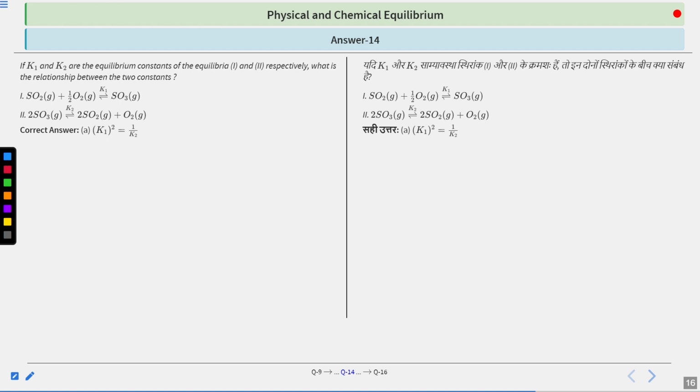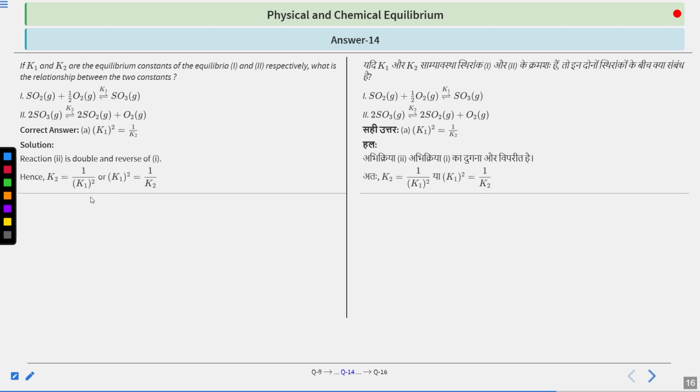The correct answer is A, K1 square is equal to 1 by K2. Now reaction 2 is what? It is double and reverse of 1, as I have said. So what we will do? Whenever we reverse the reaction, the equilibrium constant becomes the reciprocal of the initial one, and when we double or triple it, the same power goes to the equilibrium constant. So when we are reversing, it is 1 by K1, and then we are multiplying it by 2, so we take the square. 1 square is already 1, and K1 square, so that gives us K1 square is equal to 1 by K2, which is our correct answer, A.